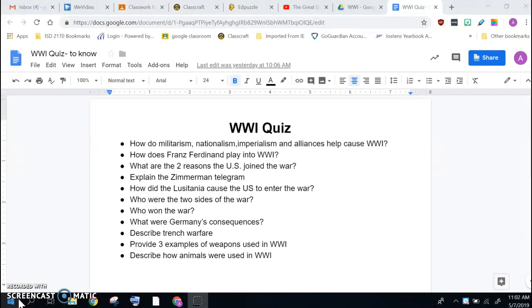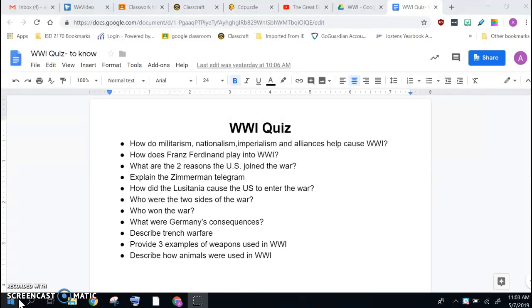So the first question says, how do militarism, nationalism, imperialism, and alliances all help cause World War I? Well, if you remember back to the play where you got to see the different countries interact with one another, you could start to see that militarism, nationalism, imperialism is going to cause the countries in Europe to be very tense. Everyone's going to be on edge and they're worried about what their neighbor country is going to do. Is their neighbor country going to take them over? Everybody thought that they were the strongest, so they were building up their military. Everybody thought that their country was the best, so they had a lot of nationalism.